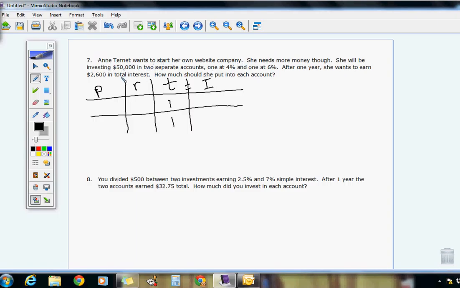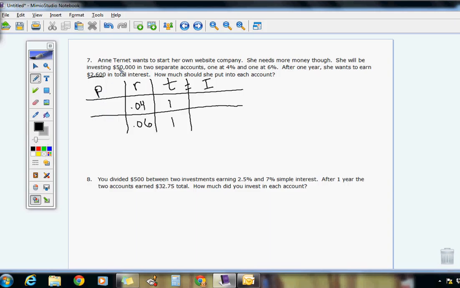She will be investing $50,000 in two separate accounts, one at 4%, so one of them is 0.04 and the other one is at 6%, 0.06. After 1 year, she wants to earn that in interest. Well, this is money in interest. I don't touch this until the equation for this problem.